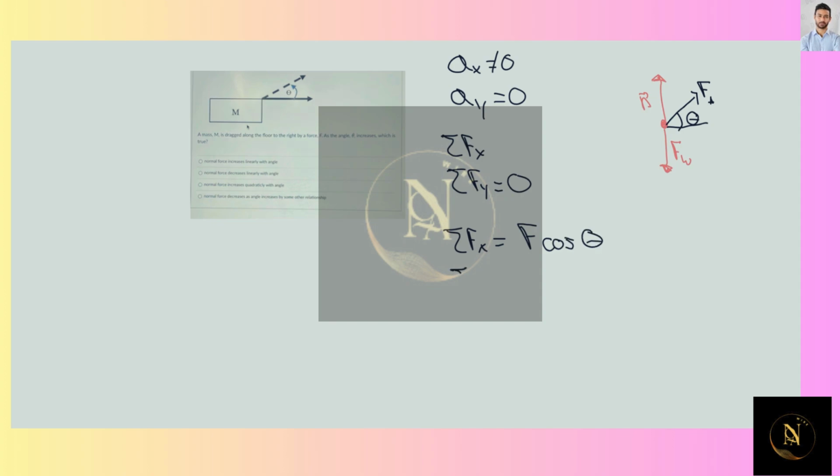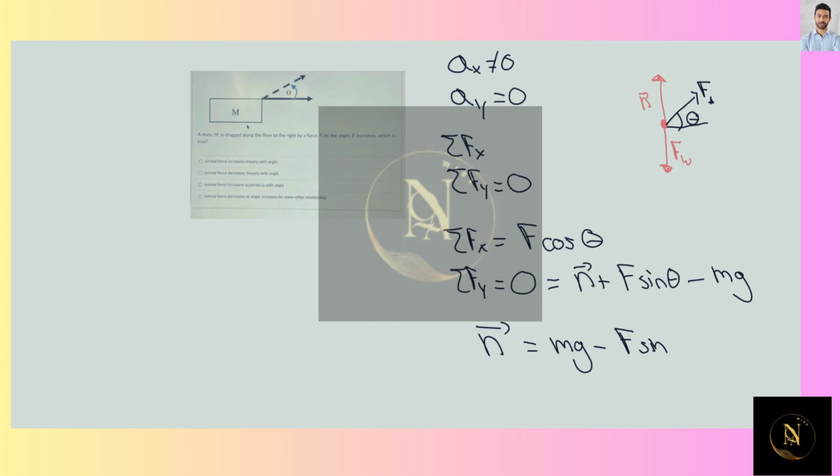On the other hand, the sum of the forces on y needs to be equal to 0, and this is going to be equal to the normal force plus the force applied times the sine of theta minus the force of the weight, which would be mg. Thus, the normal force will be equal to mg minus the force times the sine of theta.